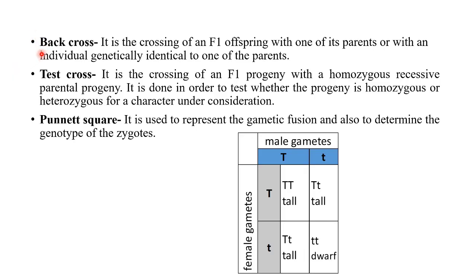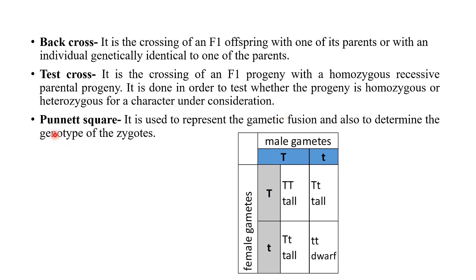The next common terminology is backcross. Backcross is the crossing of an F1 hybrid or F1 offspring with one of its parents or with an individual genetically identical to one of the parents. Next one is test cross. Test cross is the crossing of an F1 hybrid with a homozygous recessive parent. It is done in order to test whether the progeny is homozygous or heterozygous for a character under consideration.